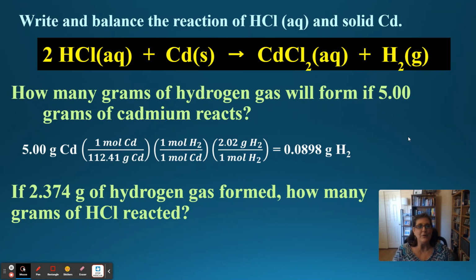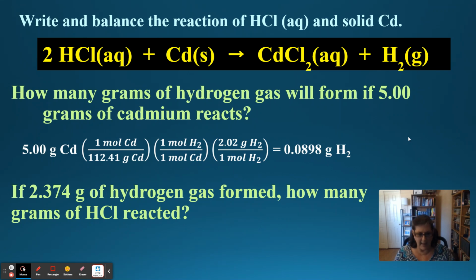All right, number 2. If 2.374 grams of hydrogen gas formed, how many grams of HCl reacted? Again, we've got 2 chemicals: hydrogen and hydrochloric acid. 2 chemicals, we've got our balanced equation. Hit pause and go. Okay, it's your turn to practice. You know you're going to see these on your next exam and the final.